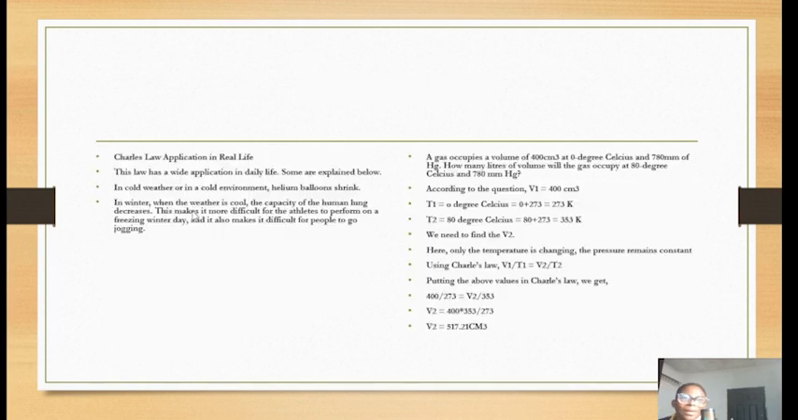Charles' law application in real life. This law has a wide application in daily life. Some are explained below. In cold weather or in cold environments, helium balloons shrink.